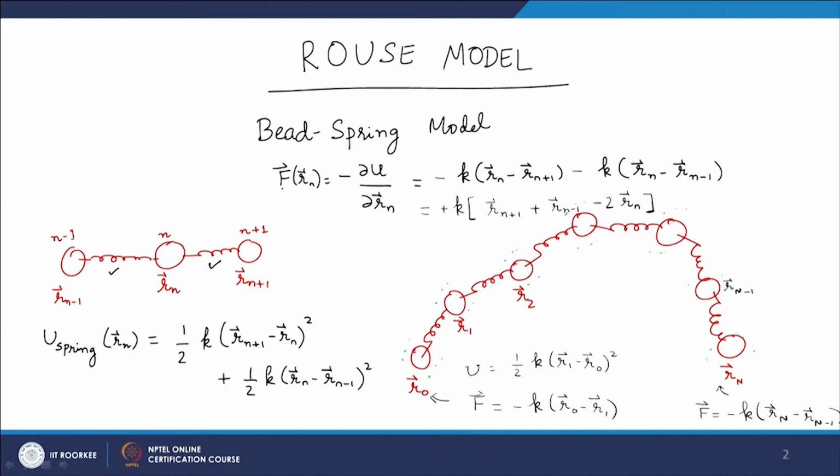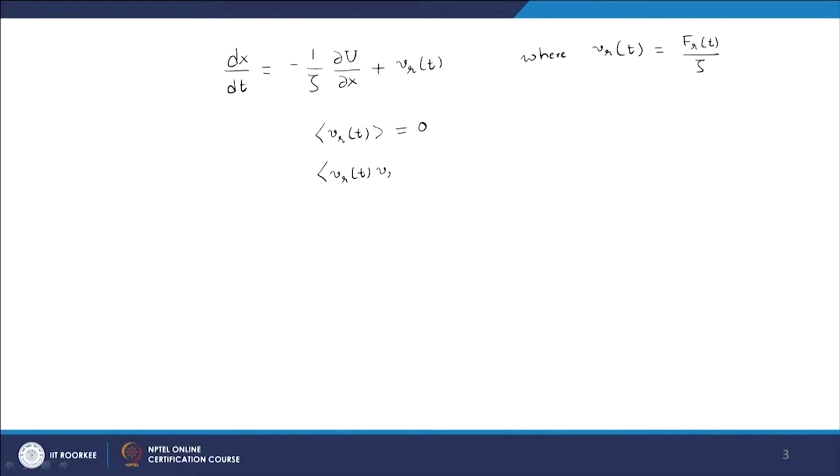So, let us go back to what we derived in one dimension. We had dx by dt is equal to minus 1 by zeta dou u by dou x plus some VR(t), where VR(t) was equal to FR(t) by zeta, and VR follows the relations: the mean value is equal to 0, and the autocorrelation is given by this particular relation.